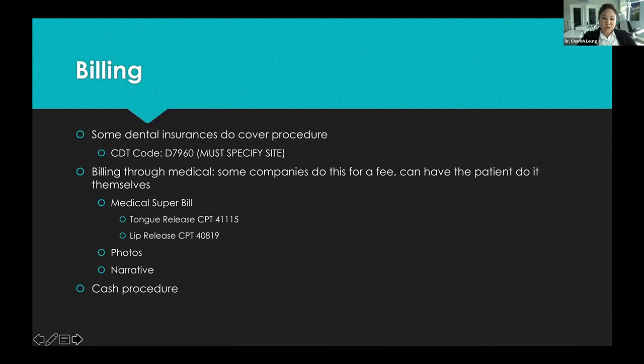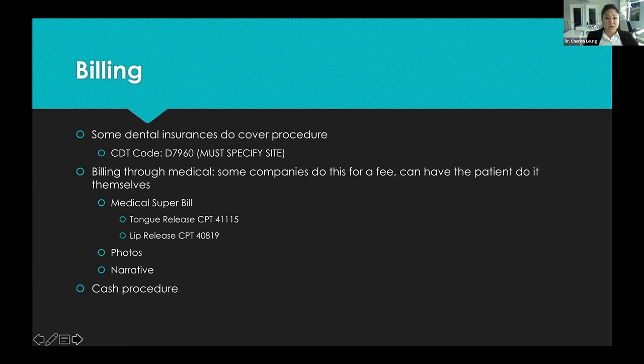And then through medical, some third-party companies will do this for a fee. You can also have the patient do it themselves, or you can fill out the superbill for them and give it to them, or you can submit it to the medical insurance directly. What I normally do if I choose to bill through medical is I have them pay me cash, and then I bill it through medical, and then I tell them that the medical company is going to give it to them directly, because I don't make them assign benefits.